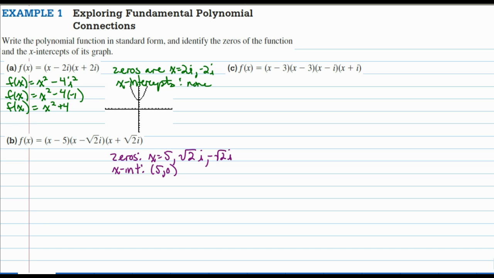My hint to you, if you want to avoid yourself a lot of work, multiply the i terms together first. I know it's very tempting to take the first two binomials and multiply those together first, but do the i terms first.